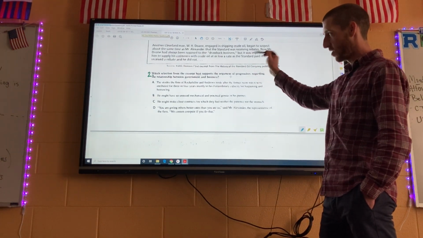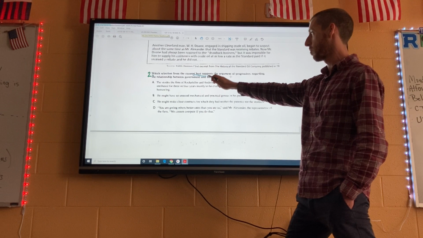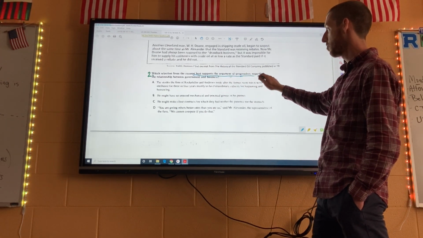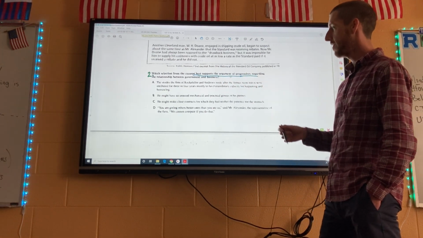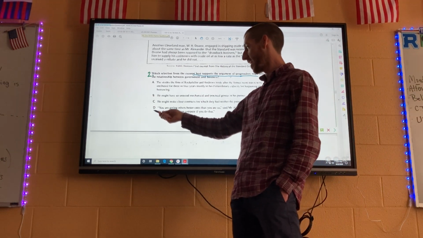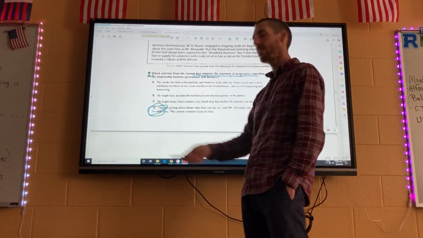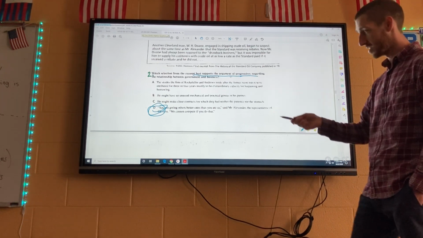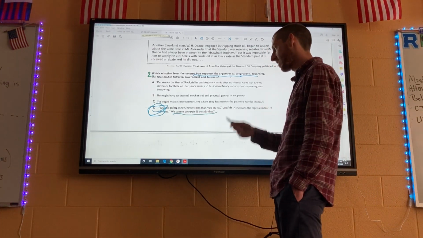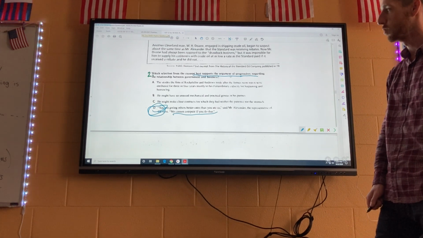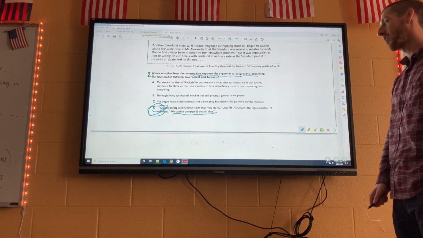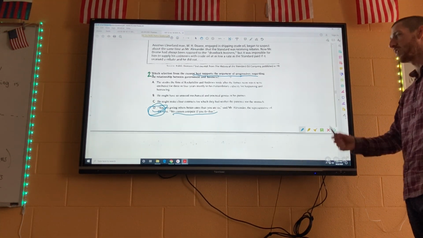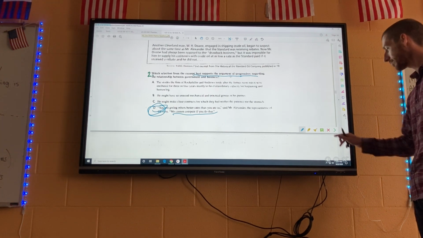I'm not going to make you read the whole thing, but it says, which selection from the excerpt best supports the argument of progressives. The one that goes with that is that these monopolies were undercutting the competition so much that it says they could not compete, so we cannot compete if you do that, okay? So number 2 is D. And like I said, I don't want to make you have to read that whole thing, so I just gave you the answer on that one, all right?